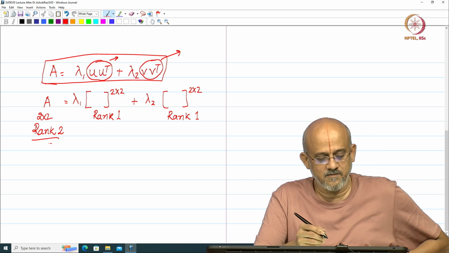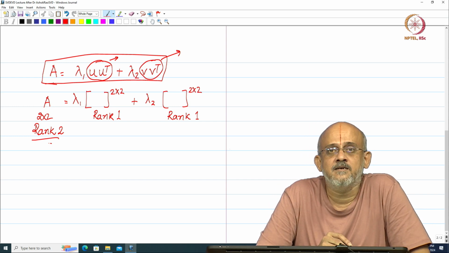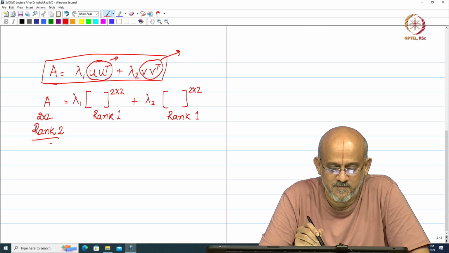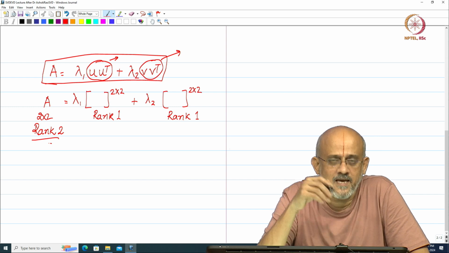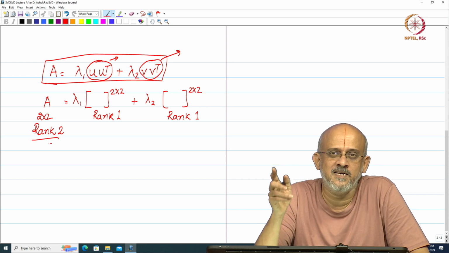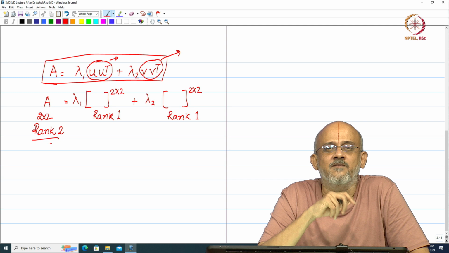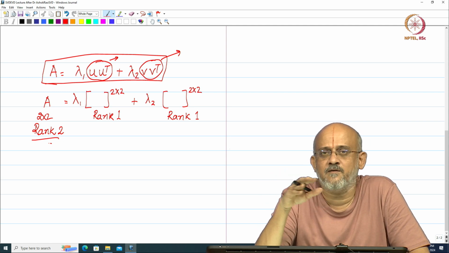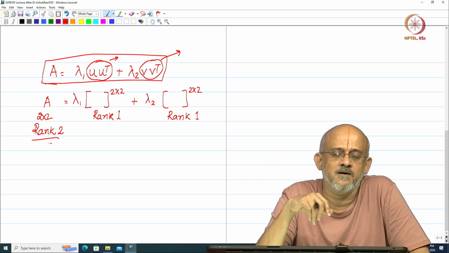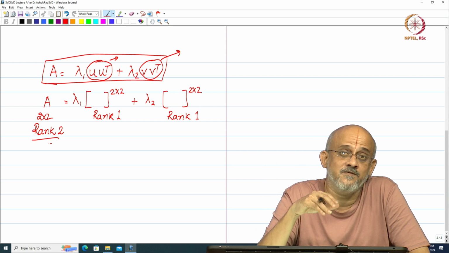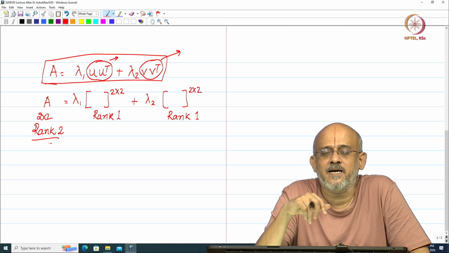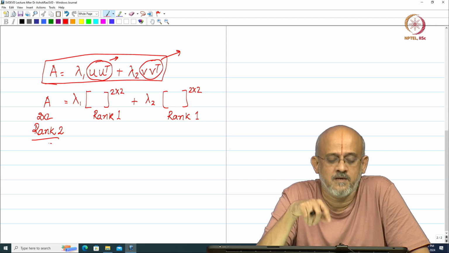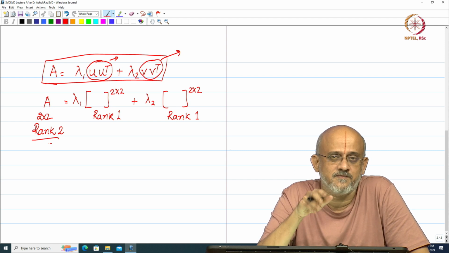Now we see that you can generate a 2 by 2 matrix using lambda 1 u u transpose plus lambda 2 v v transpose. So basically A is written as a linear combination of two linearly independent matrices. You remember when we did the vector space of matrices, we said that the set of all 2 by 2 matrices forms a vector space of matrices. Then we looked at the set of all 2 by 2 real symmetric matrices, and we said that's also going to form a vector subspace of matrices.